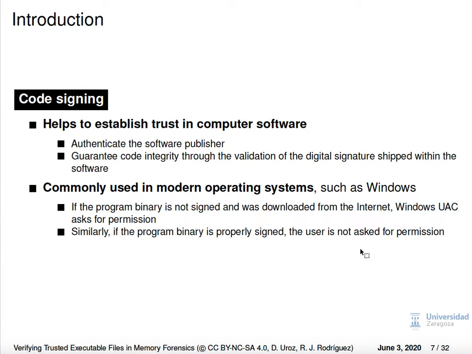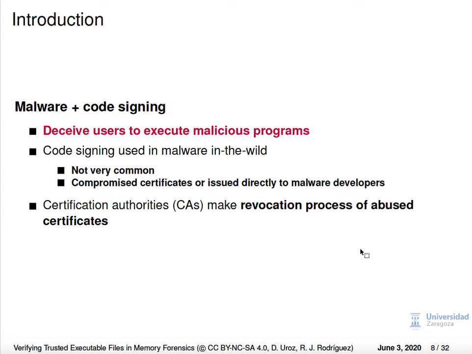Regarding code signing, it is a way to establish trust in computer software, and it's commonly used in modern operating systems such as Windows. So if you download a program binary from the internet and it is not signed, Windows UAC is going to ask you for permission. Code signing is a way to authenticate where the software comes from, as well as to guarantee the code integrity. Recently, some malware developers are trying to incorporate code signing into their programs in order to deceive users into executing them.